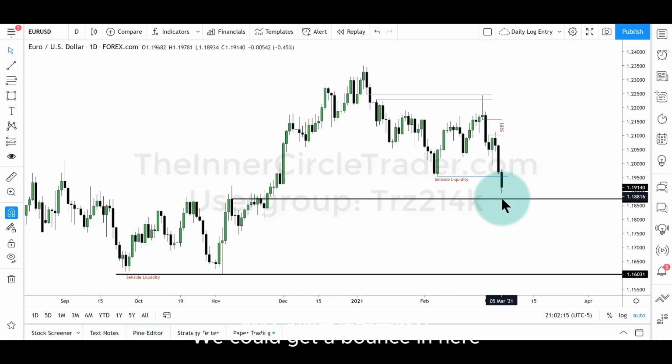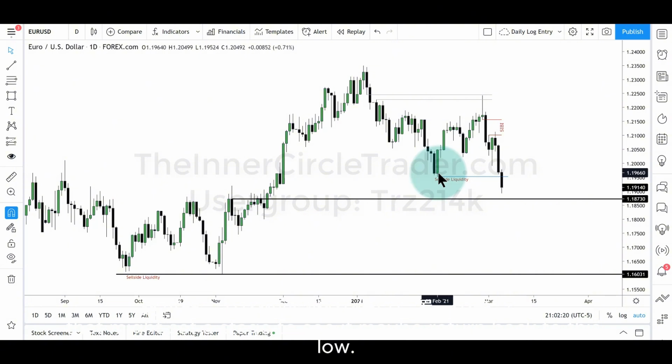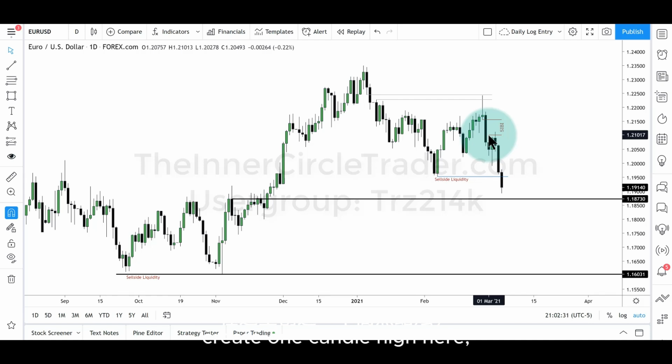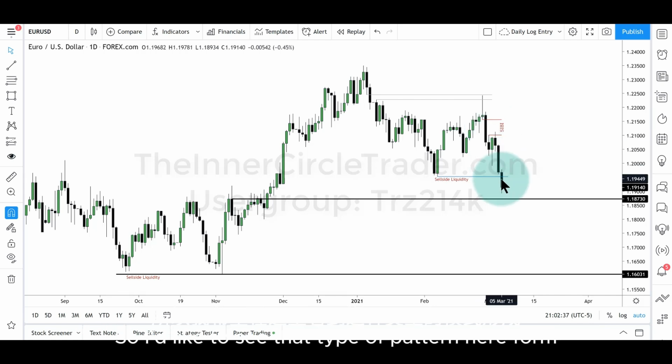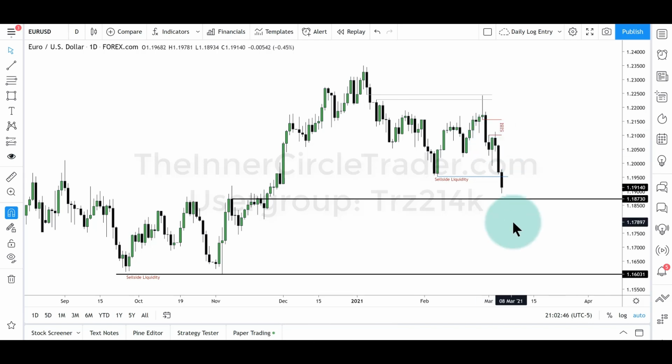We could get a bounce in here that might set a stage to see it maybe return back to this low. I'd like to see it not do that. Okay, in other words, I'd like to see something like this form, where it just trades above a little gap, create one candle high here, then go back above it later on for institutional order flow entry drill. So I would like to see that type of pattern here form between this level and this level. And then I would expect more selling pressure.